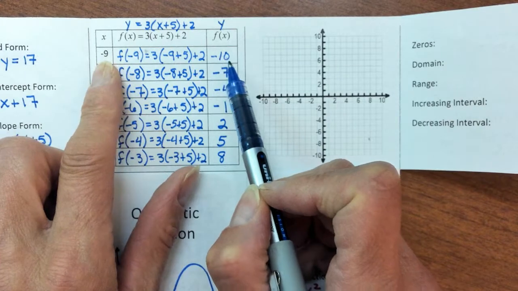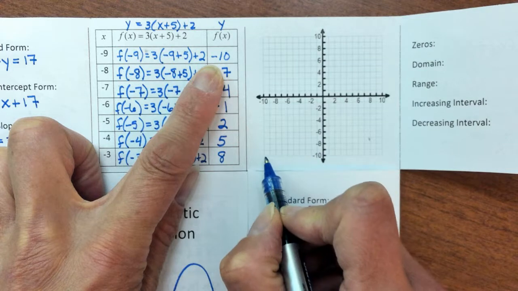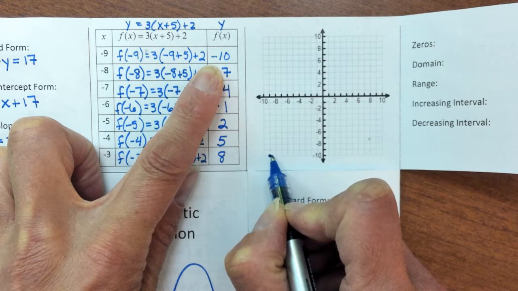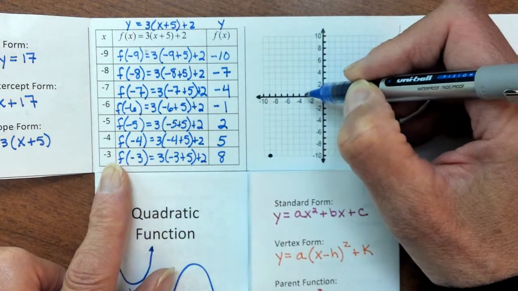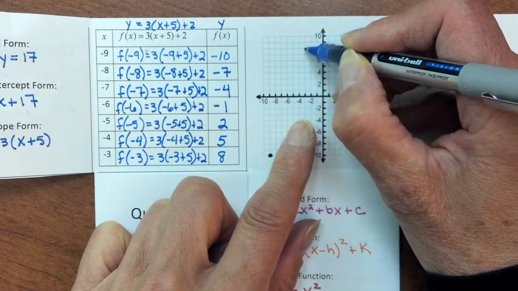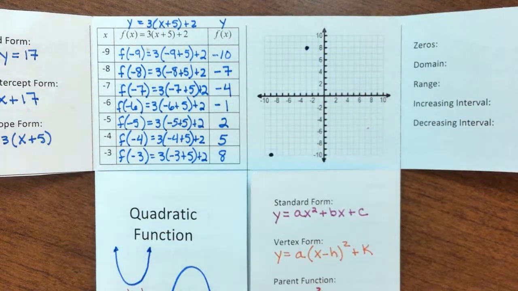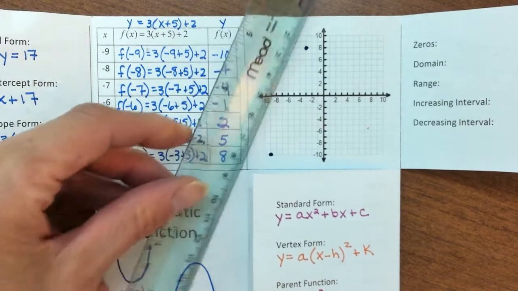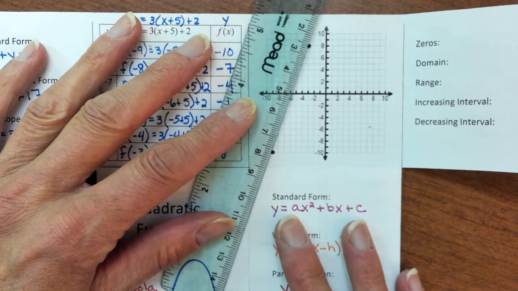So I'm going to look at where x is -9 and y is -10. That would be right here, -9, -10. And then I'll pick the point where x is -3 and y is 8, which is right there. And because I'm drawing a line, I'm going to use a ruler to make sure that everything is nice and straight. That's important.